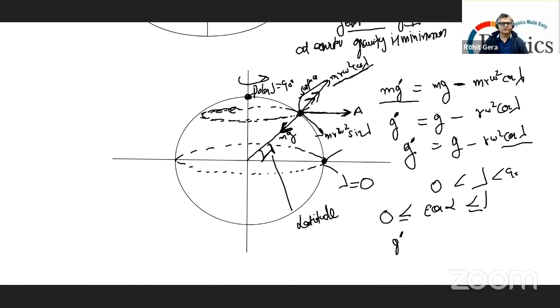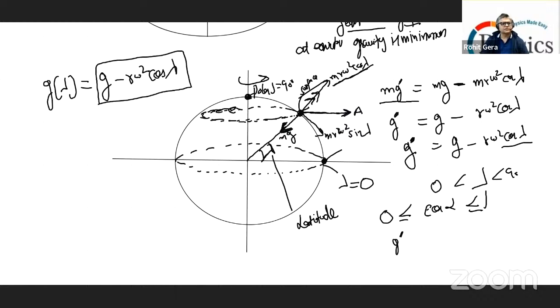Okay. So the dependence of weight on lambda is given by this relationship, g minus r omega square cos lambda. So r will also be known depending on the position r. This is also known to you.